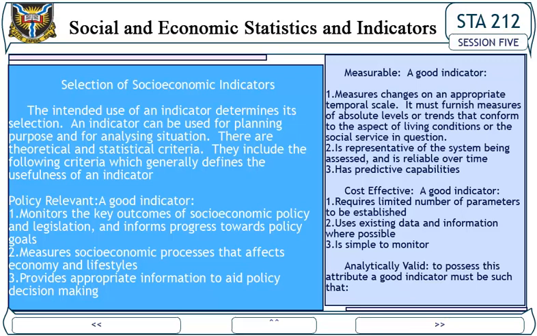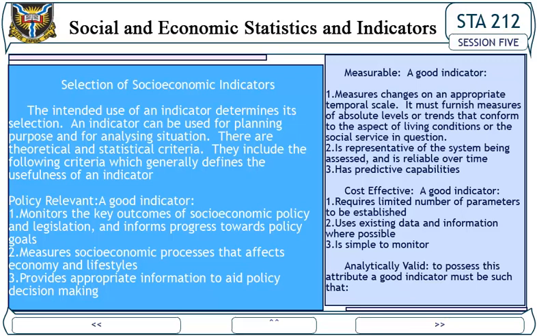There are theoretical and statistical criteria. They include the following criteria, which generally define the usefulness of an indicator. Policy relevant. A good indicator: 1. Monitors the key outcomes of socio-economic policy and legislation and informs progress towards policy goals. 2. Measures socio-economic processes that affect economy and lifestyles. 3. Provides appropriate information to aid policy decision-making.